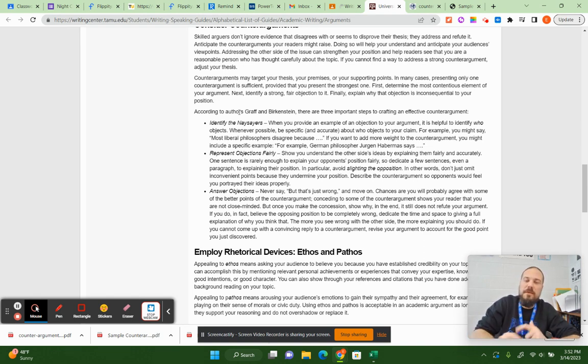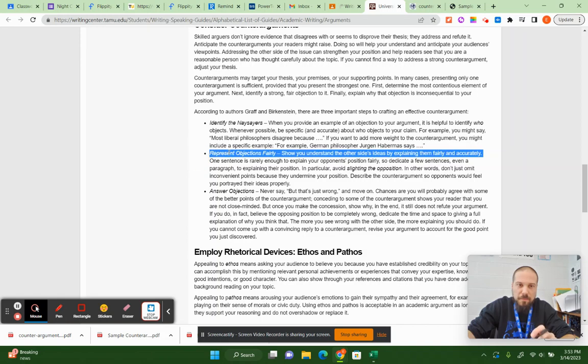So that's probably a good place to start before I dive any deeper into what a counter argument does. The first point they tell you is to identify the naysayers. What they mean by that is, what is the stance of the opposition? If you're writing this essay and you say Thomas Paine and Patrick Henry are the two most effective, then obviously the opposition will say, well, no, Thomas Jefferson's Declaration of Independence is actually better. So I have to anticipate what they're going to say.